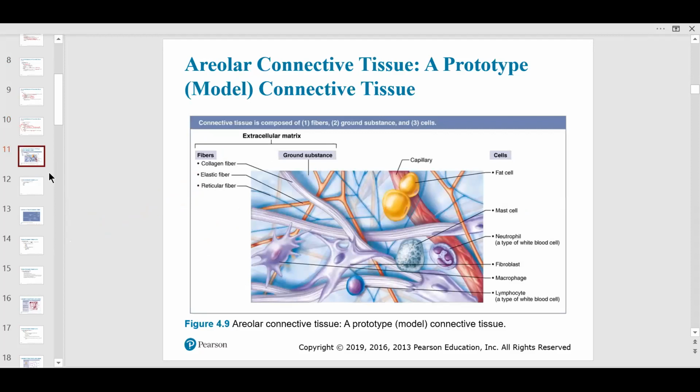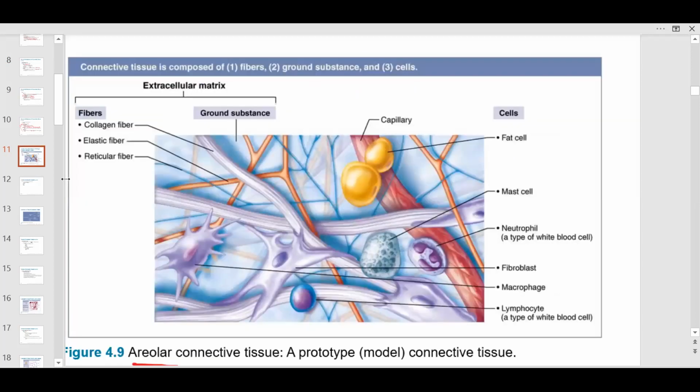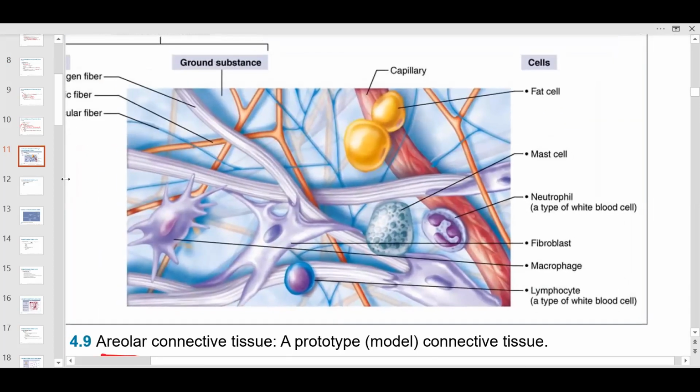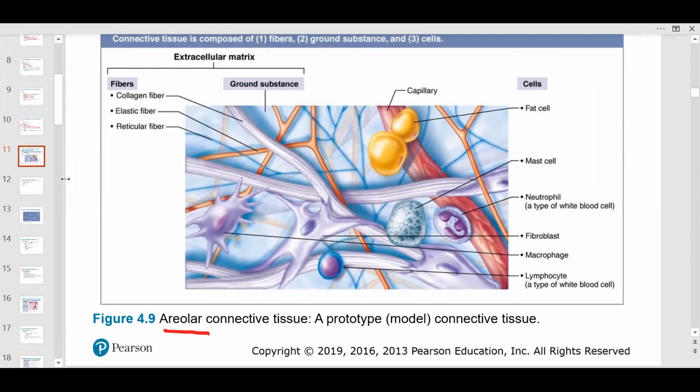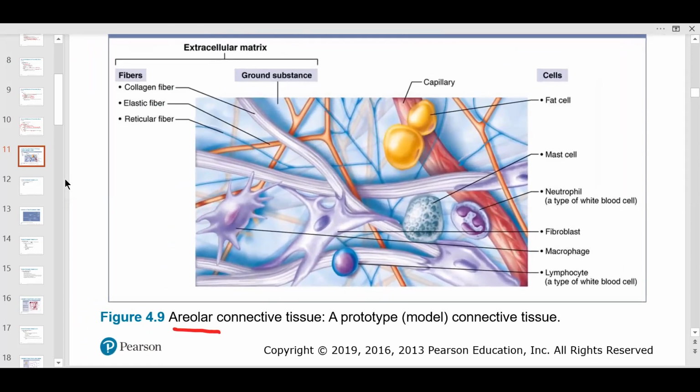All right, what are we looking at? A prototype. Wow, this is great. So this has everything, but if you really look at this, this is areolar connective tissue. So this is loose connective tissue proper. So you see different cells, and make sure you can see all that. Again, this is a cartoon, so you have to look at real histology. You see the thick fibers are collagen. Then you have this fibroblast with a nucleus that lays down the collagen.